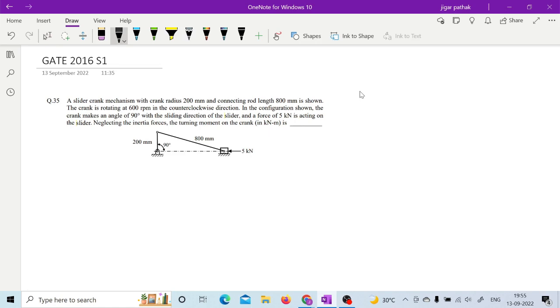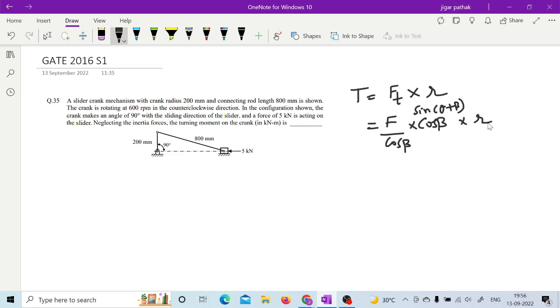If you apply T equal to Ft into r, that is the only way, right? Ft into r is only that moment, right? And Ft is anyway given as F upon cos beta, sin theta plus beta, right? And here this angle theta is 90, so sin theta plus beta will be converted into cos beta. That is why it is easier. F is given, R is with you, 0.2. So it will be 1 kilonewton meter.